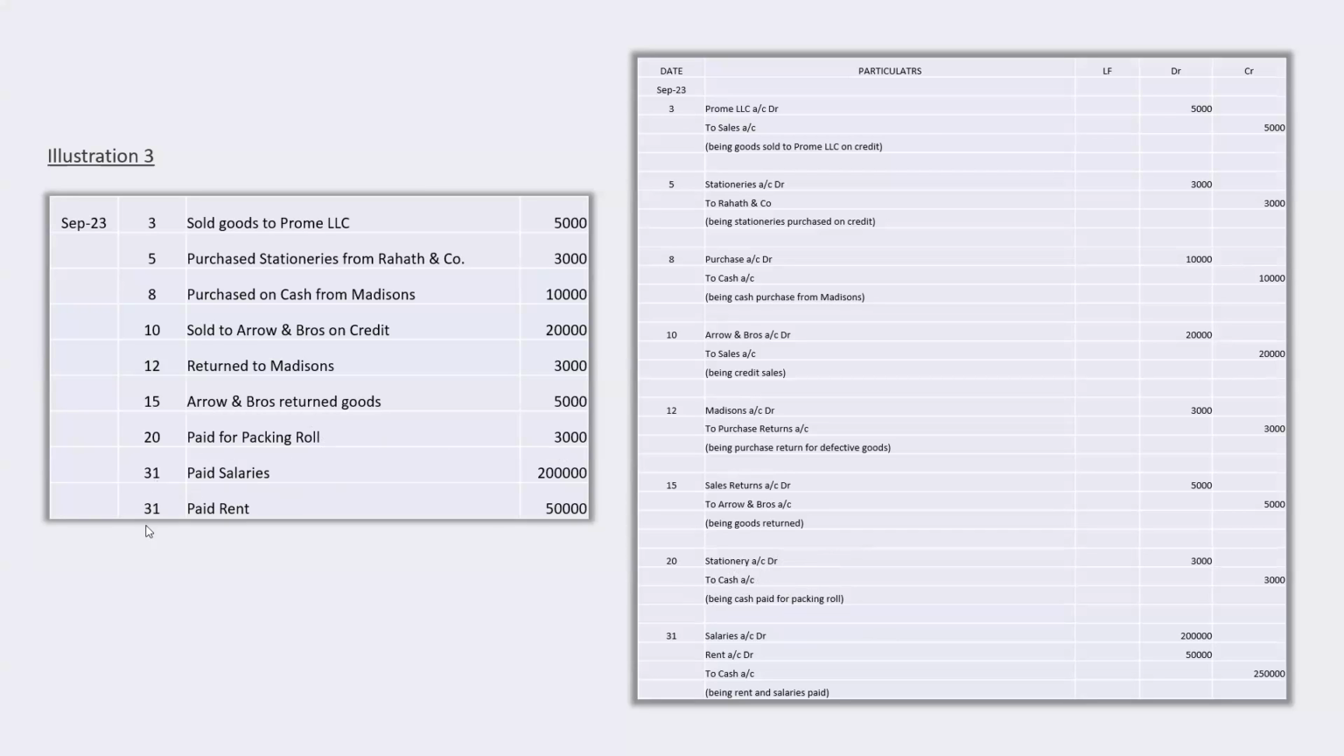Okay. And then on the same day, that is on the 31st of September, the company has paid salaries as well as the rent. Salaries 2 lakhs and rent is 50,000. So this can be done as a compound entry in the journal. That is salaries account debtor, rent account debtor to cash account creditor, because the date aspect is the same, the cash aspect is the same. So being rent and salaries paid, you are adding up these two things and in the credit column, you are mentioning this sum amount. Is it clear? Yes, ma'am.